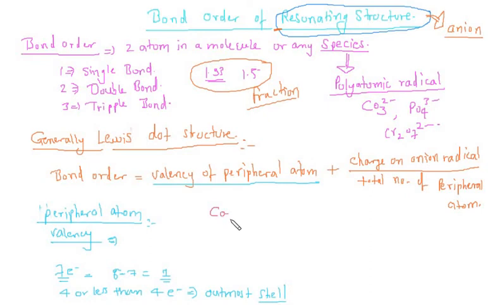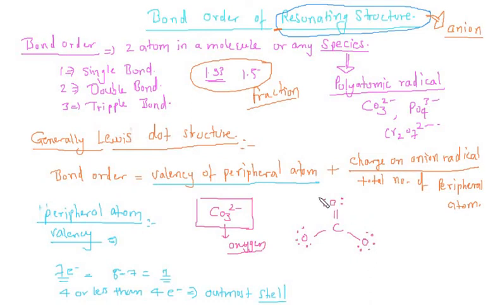Suppose we have the carbonate ion. You can see the peripheral atom here is oxygen. Now you might have a doubt why only oxygen is considered the peripheral atom. When you draw the Lewis dot structure, carbon is at the center. So this is O, this is O, and this is O. This is the Lewis dot structure of the carbonate ion.